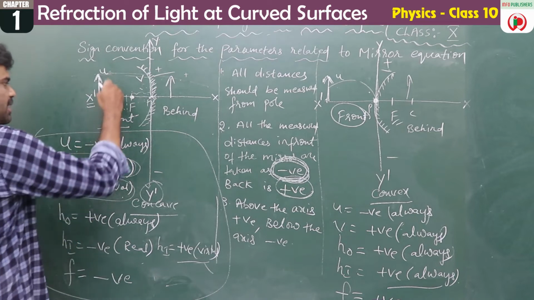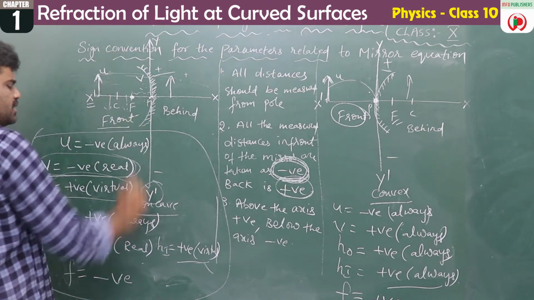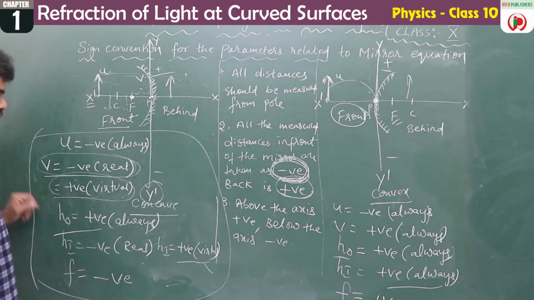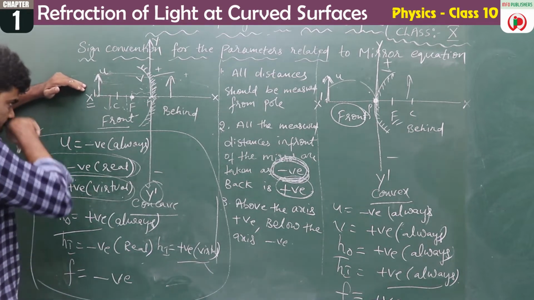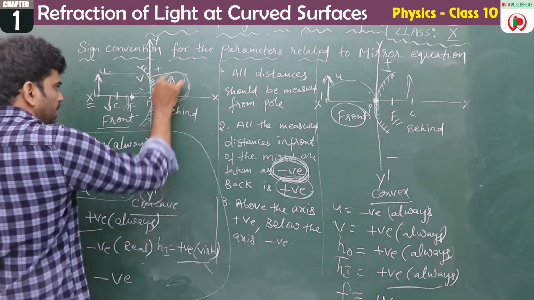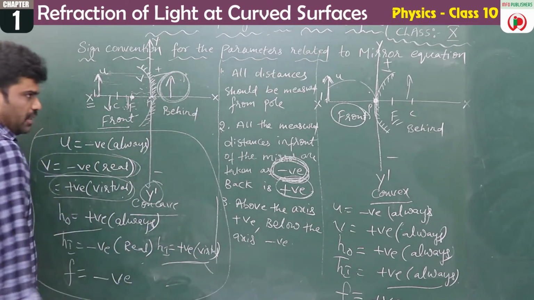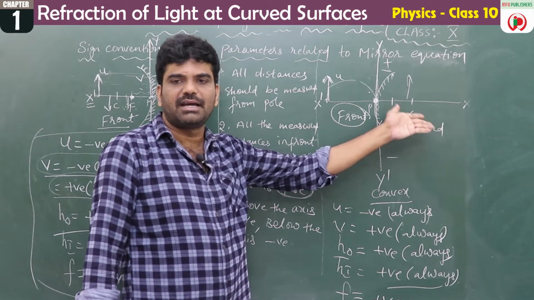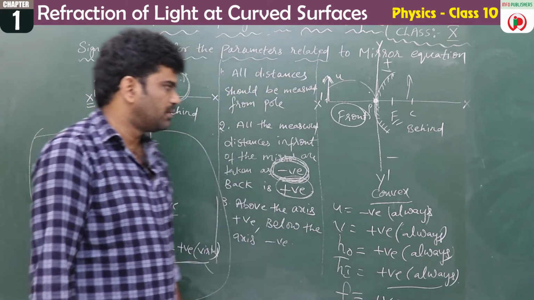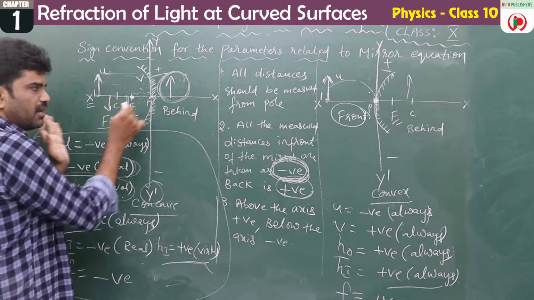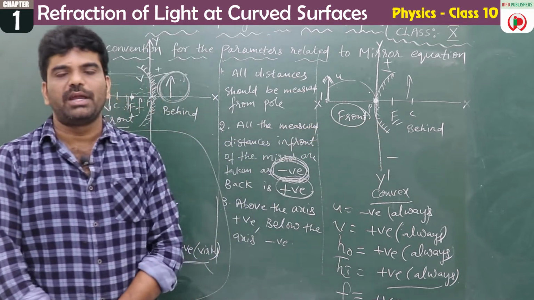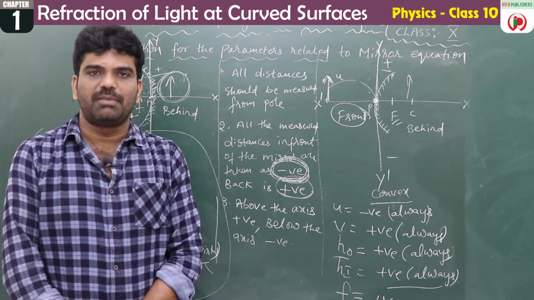And next one, height of the image. Height of the object is always positive. Here also always positive. Height of the image is negative. Why? Because all are inverted images, but in one case, that is the virtual image, that will be positive. Here the images are forming this side, and these are erect. Erect means going up only, that is why these are positive. And the F value is the focal length in front of the mirror, so this is negative, and this is behind the mirror, positive. These are very, very important to solve the numericals.